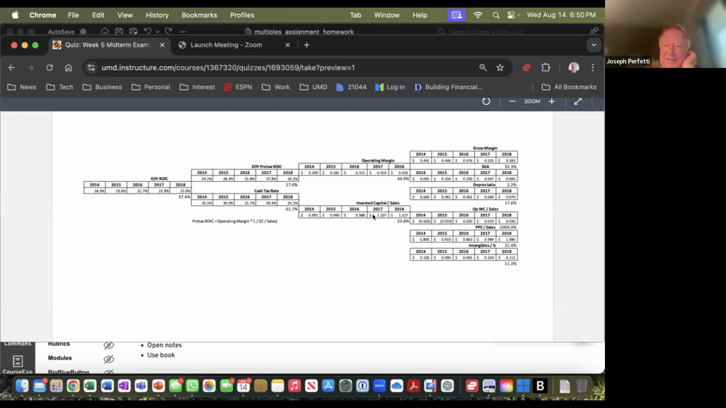So when we talk about first and second level drivers, that's what we mean. First level drivers, second level drivers. Got to talk about both in your analysis.